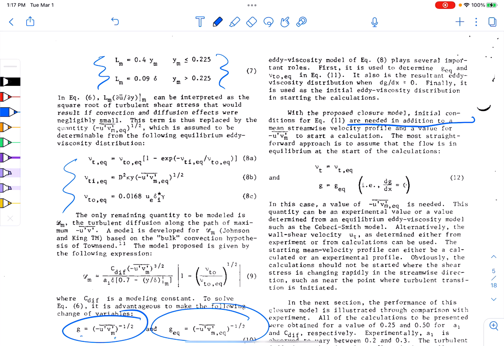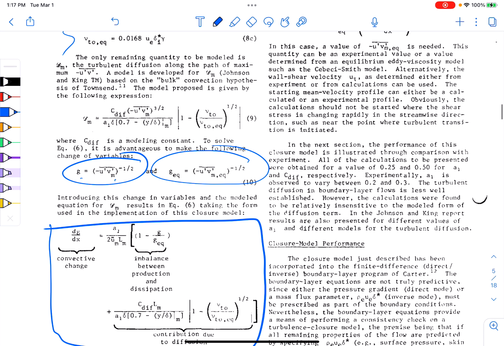Initial conditions are needed in addition to the mean streamline velocity, and a value for U prime V prime is needed to start the calculation. And when I read that, I felt a little bit bad about the whole thing because it's a major setback in the model. Nonetheless, today you would also need to estimate, say, k epsilon or k omega in a typical general CFD code.